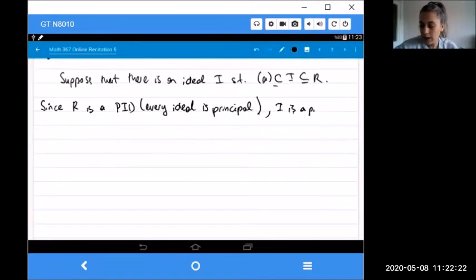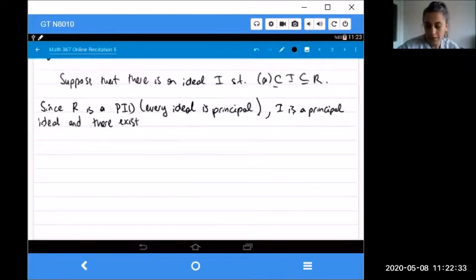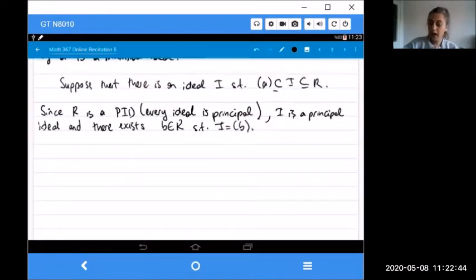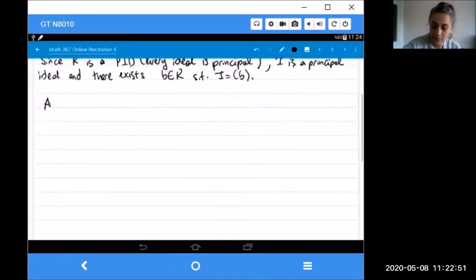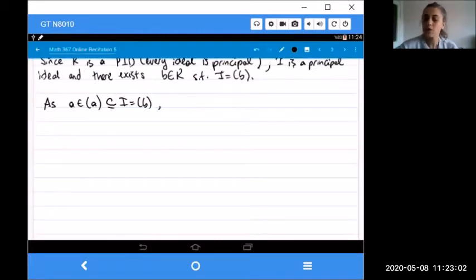I is a principal ideal, and there exists B in R such that I is just the ideal generated by B. Now, since A is an element in the ideal generated by A, and this is contained in I, which is the ideal generated by B, we can write A as a multiple of B. So A is equal to B times C for some C in R.